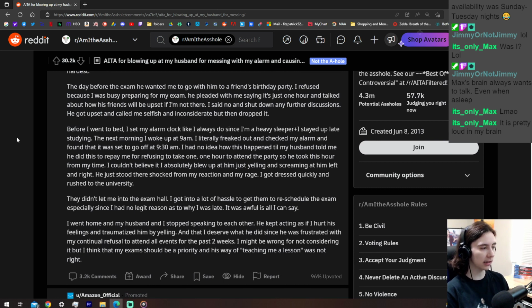Before I went to bed, I set my alarm clock like I always do since I'm a heavy sleeper, and I stayed up late studying. The next morning, I woke up at 9 a.m. I literally freaked out and checked my alarm and found out that it was set to go off at 9:30. I had no idea how this had happened until my husband told me he did this to repay me for refusing to take 1 hour to attend the party, so he took this hour from my time. I couldn't believe it, and I absolutely blew up at him, just yelling and screaming, and left right then. He just stood there shocked from my reaction and my rage. I got dressed quickly and rushed to the university.